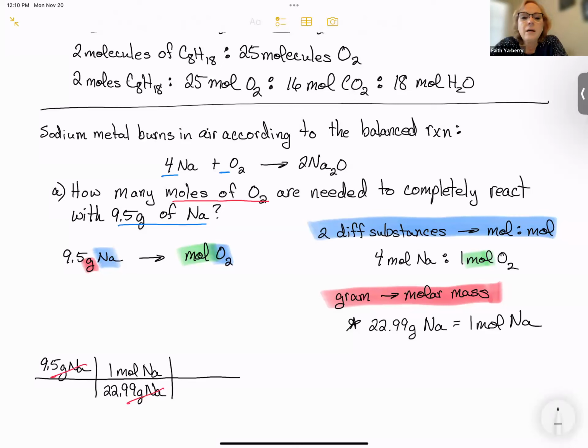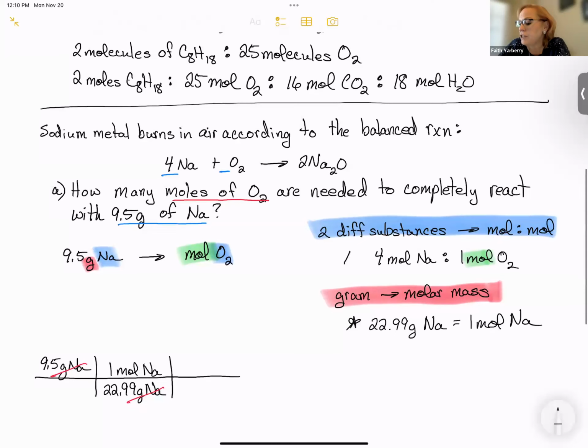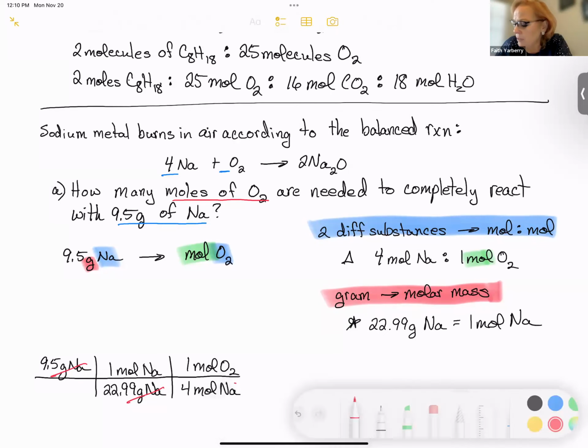But we weren't asked for moles of sodium. We were specifically asked for moles of oxygen. So we need a second conversion factor that allows us to convert from moles of sodium to moles of oxygen, and that's going to be our mole to mole ratio. Of that mole to mole ratio, the sodium will go in the denominator, while the moles of oxygen go in the numerator. The reason we place the moles of sodium in the denominator is so that the unit and the substance would cancel, leaving us moles of oxygen, which is what we were asked to solve for.